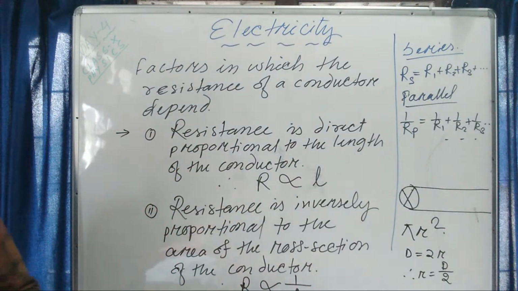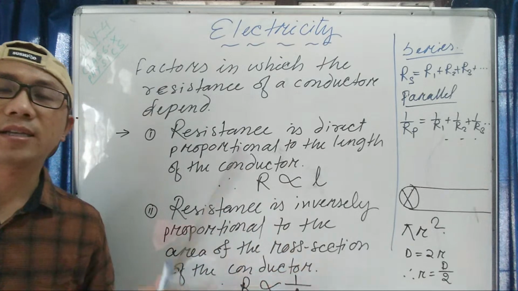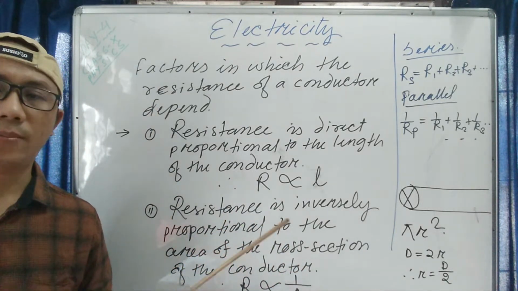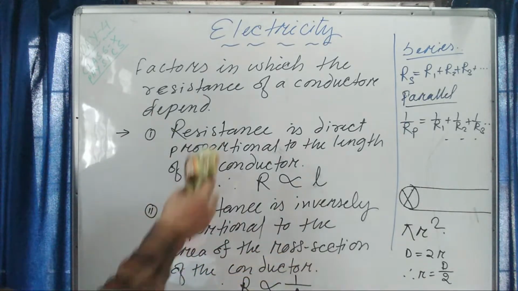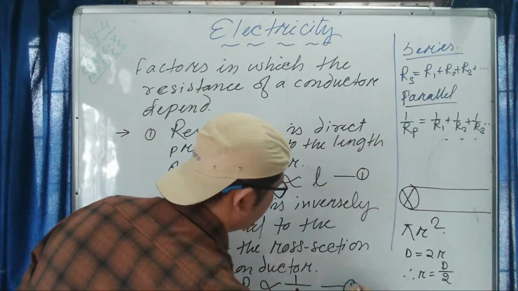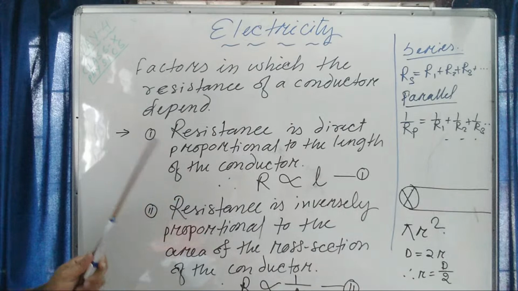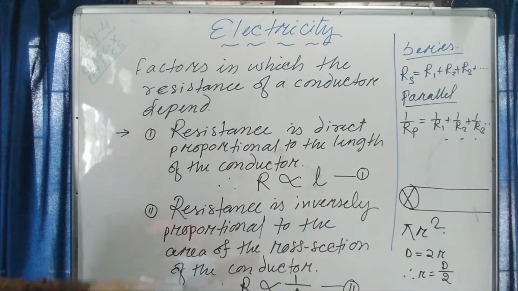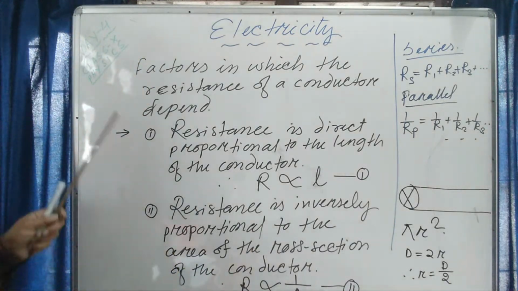Still we have to write more. The resistance is also directly proportional to the temperature. When the temperature is raised, the resistance also rises. This is the first equation, this is the second equation, and from these two equations we are going to develop that the resistance is directly proportional to L by A, and the resistivity constant is going to come. Let me complete factors 1 and 2, and number 3 is also there.